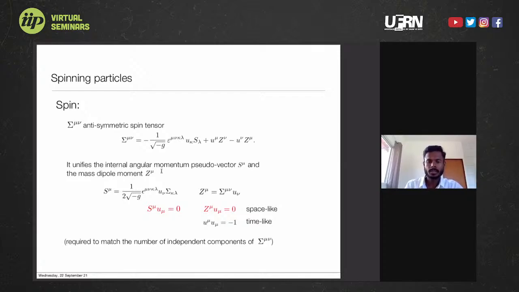And the remaining 3 are electric type dipole moment, whereas in the gravitational context it is called the mass dipole moment or Z mu, which is a real vector. And this S mu and Z mu, by construction, should be space-like. In addition to that, we have this U mu, which is a time-like unit vector. And these are required to match the number of independent components of the spin tensor sigma mu.